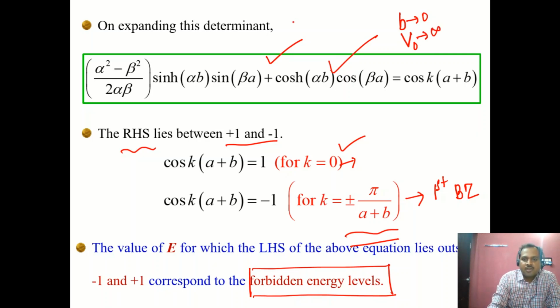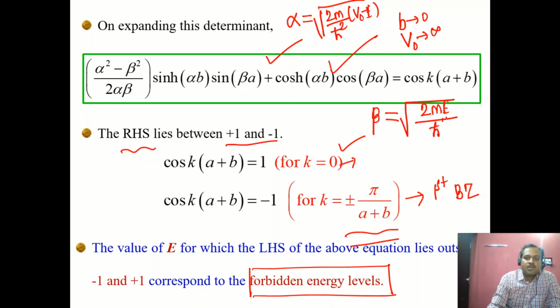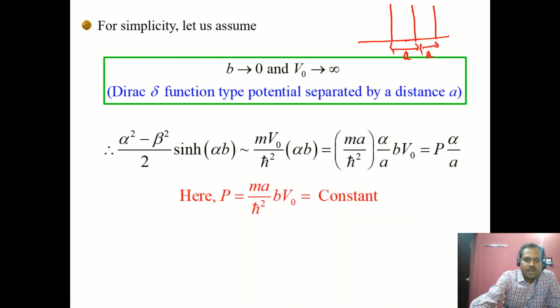Remember here alpha is what? Alpha is root over 2m by h cross square (V naught minus E), and beta is root over 2mE by h cross square. So beta is directly related with the energy of the electron. Under this condition, we can rewrite that equation, and this will be the form of the equation.